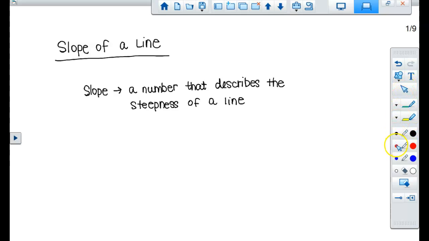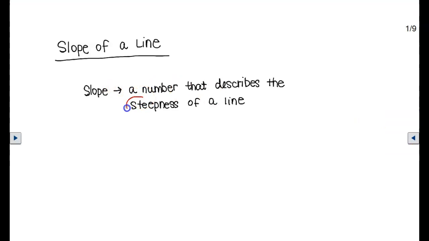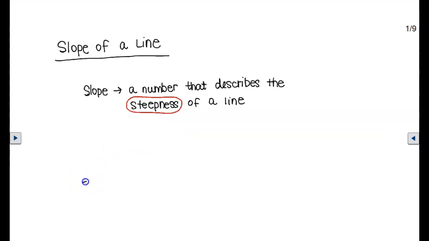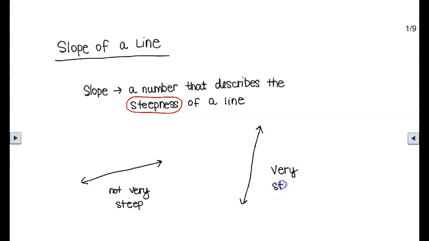So the big thing that I want you to keep in mind the entire time we're working on this chapter is that when we think about slope, what we're trying to describe is steepness. So if I were to come down here and draw this line, it is not very steep. Okay, but if I were to come right here next door and draw this line, it is very steep, especially when you compare it to that first one that I drew.